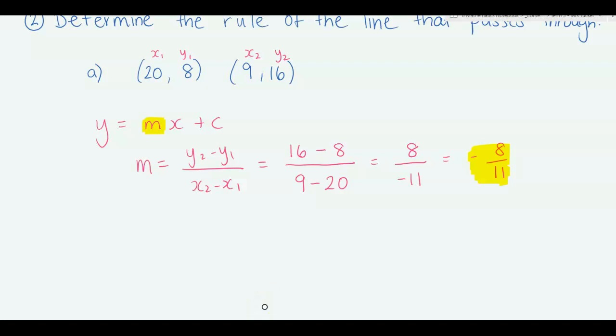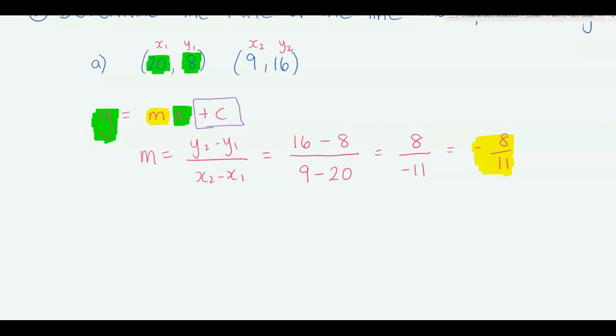Now, I am trying to solve for C, which means I need to also substitute in Y and X. Do I have an XY pairing that I could substitute in? Yeah, where? Coordinates. Okay, which one looks like nicer numbers to use? 20 and 8 sounds all right to me. So I'm going to use those ones, but you could have used 9 and 16. So I'm going to substitute that in. So instead of Y, I'm going to substitute in 8. Instead of M, I'm going to substitute in negative 8 over 11.